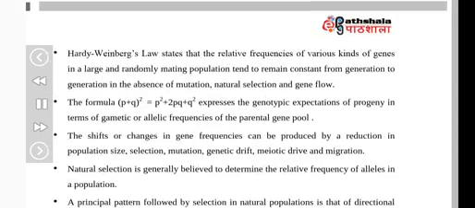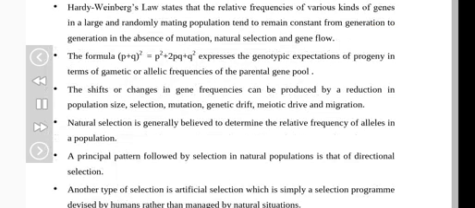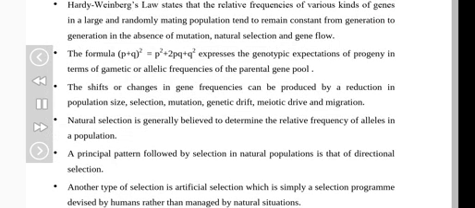Hardy-Weinberg's law states that the relative frequencies of various kinds of genes in a large and randomly mating population tend to remain constant from generation to generation in the absence of mutation, natural selection and gene flow. The formula (p+q)^2 equals p^2 plus 2pq plus q^2 expresses the genotypic expectations of progeny in terms of gametic or allelic frequencies of the parental gene pool. The shifts or changes in gene frequencies can be produced by a reduction in population size, selection, mutation, genetic drift, meiotic drive, and migration. Natural selection is generally believed to determine the relative frequency of alleles in a population.